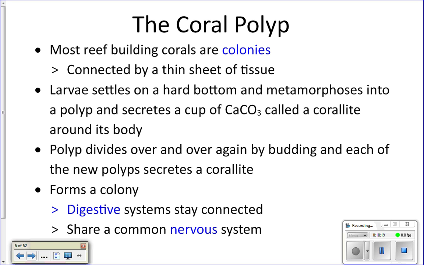I'll pass this around, but you can look at this and you can see each of the little holes in here. This is actually where a little coral polyp would sit, and so you can see just how small they are. And then they will be connected by a thin sheet of tissue. So as you look at that little piece, you can see where the little coral polyps will be. Those coral polyps remain connected with the tissue, and in that tissue that connects each of the little polyps, their digestive and nervous systems remain connected.